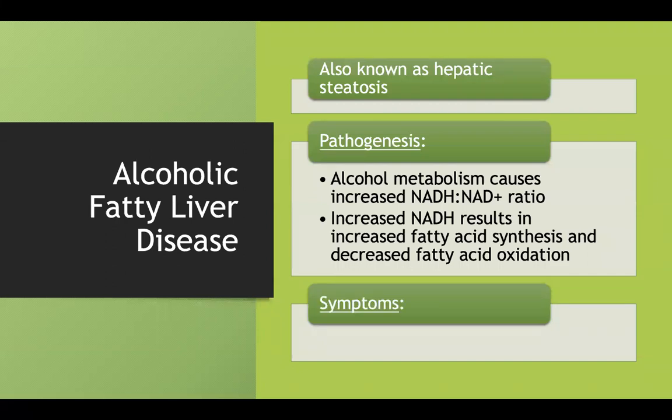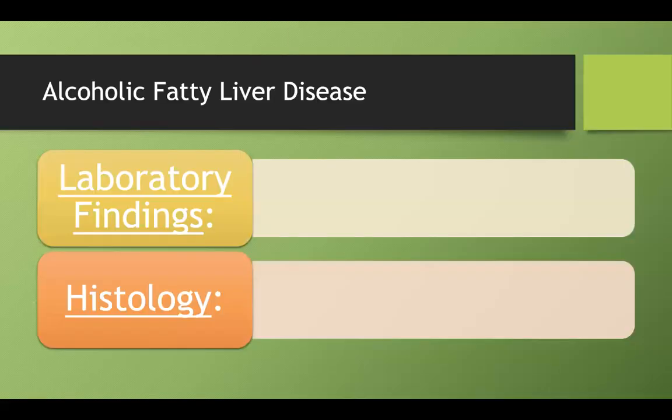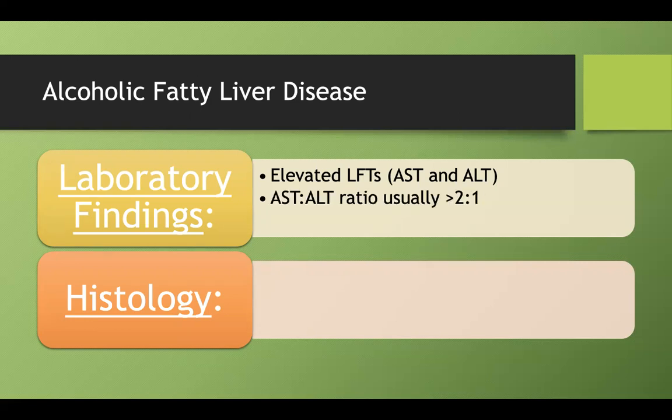So people who have alcoholic fatty liver disease are typically asymptomatic. This doesn't really cause symptoms. On labs, though, you're going to find they might have mildly elevated liver function tests, and it could be your AST and ALT should be raised, but your AST to ALT ratio will be unique in that the AST will usually be greater than a 2-to-1 ratio to ALT.